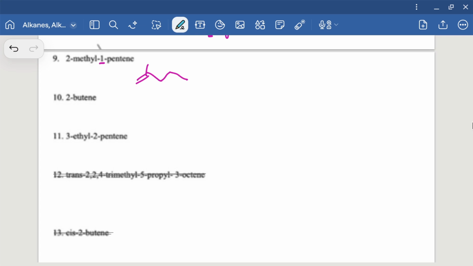2, butene. So butene is 4, 1, 2, 3, 4. And between 2 and 3, you have your double bond based on that number 2.